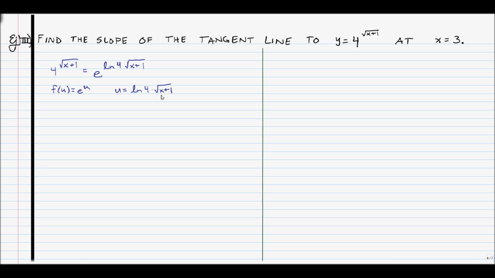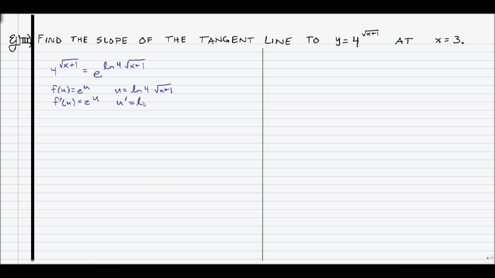And again, keep in mind the ln of 4 is just a constant. It's just some scalar. It's a number. It's a little bit bigger than 1. I think it was like 1.387. So of course, f prime of u, the derivative of e to the u, is e to the u. u prime is messy.